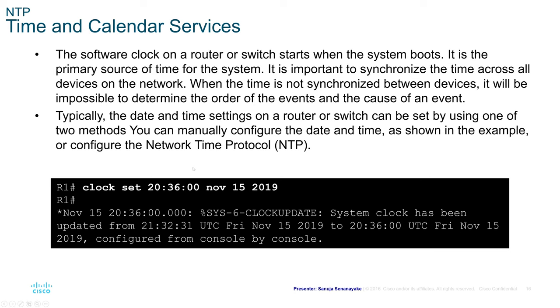The NTP server command with the IP address of the NTP server can be issued in global configuration mode to configure the NTP server for R1. In this example, the NTP server happened to be located at 209.165.200.225. So we're going to issue the NTP server 209.165.200.225 command. That would become the NTP server for this router.